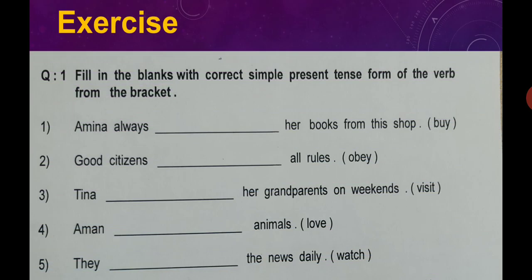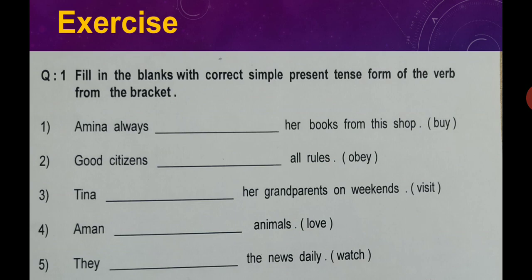The first exercise is filling the blanks with the correct simple tense form of the verb from the bracket. Here in this exercise, the main form of the verb is given in the bracket. According to the form of the noun, if it is in a singular form, then what can we apply in the answer? If the noun is in a plural form, then what will be our answer? We have to change it according to the number of the noun.